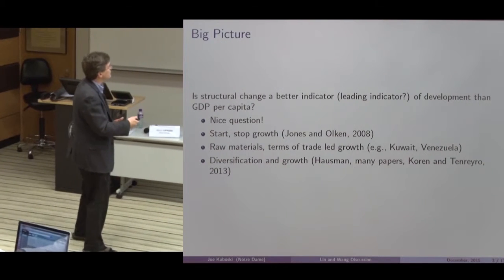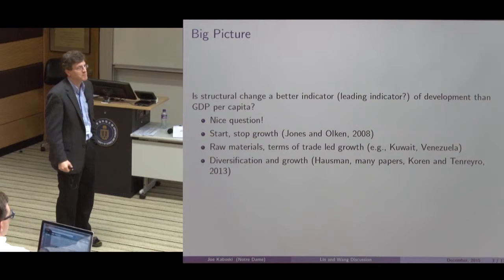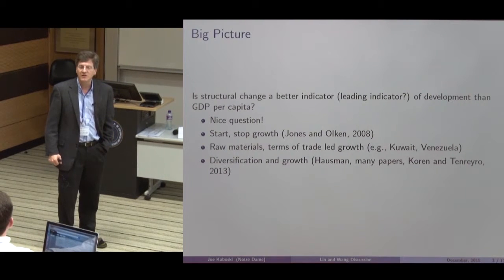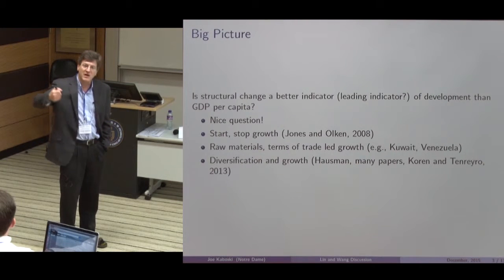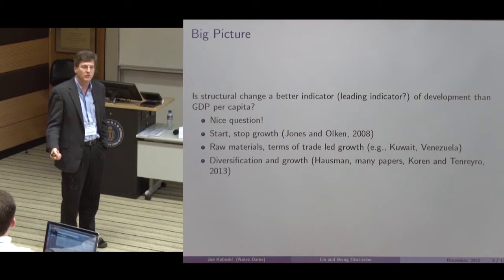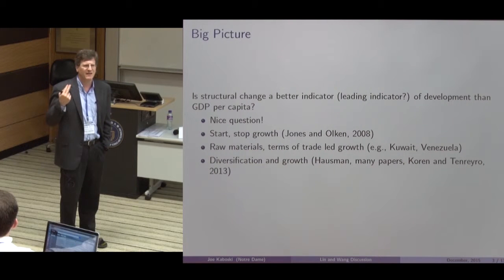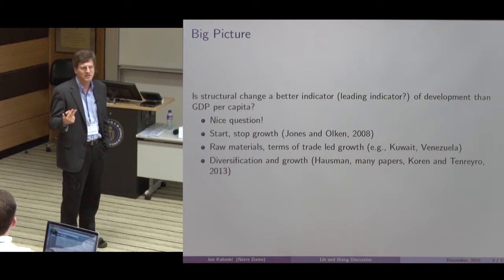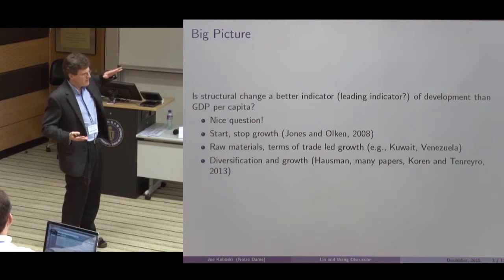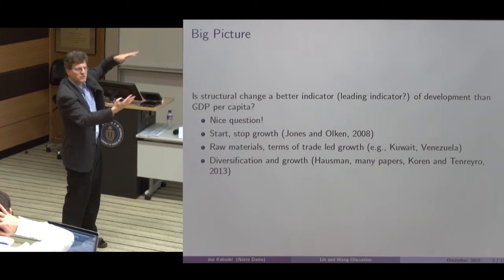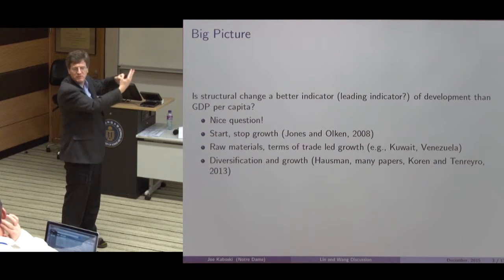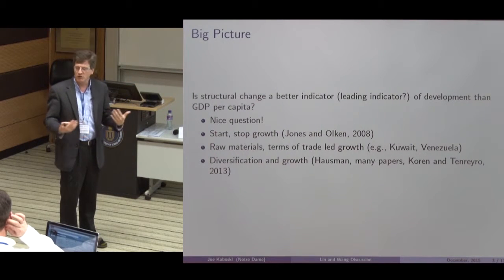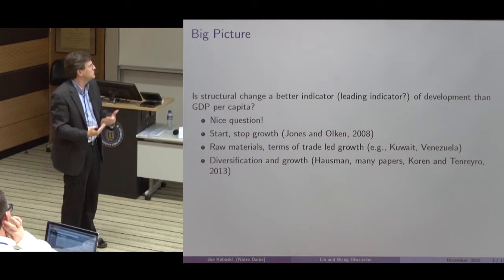This reminded me of a few papers. One is this paper about stop-start growth by Jones and Olken, where countries experience periods of very high growth followed by periods of very low growth. It also reminded me of a paper that I don't think ever got published by Chari, Kehoe, and McGrattan from the 1990s, where they basically thought of all countries growing in a distribution of 2% per year, and changes in policies telling you whether you moved up or down in the distribution. But those were largely transitional phenomena because it was a neoclassical model.